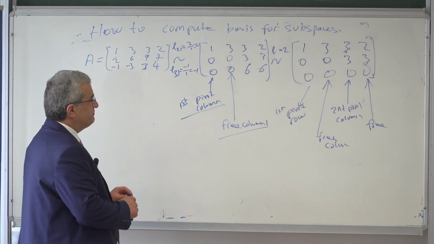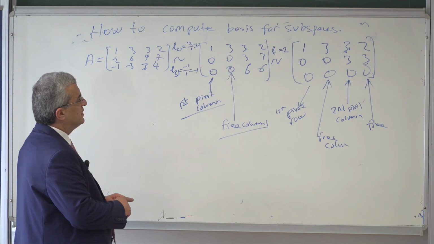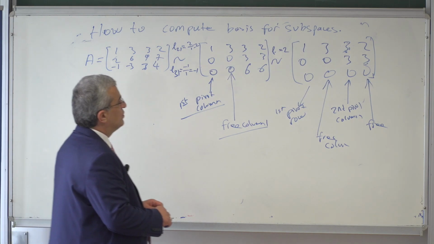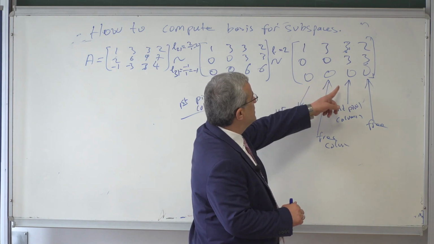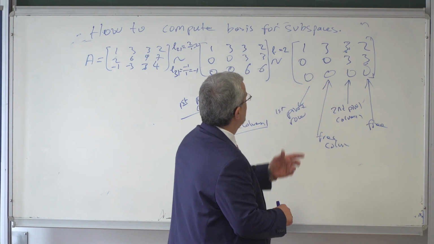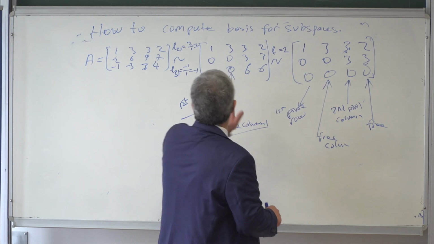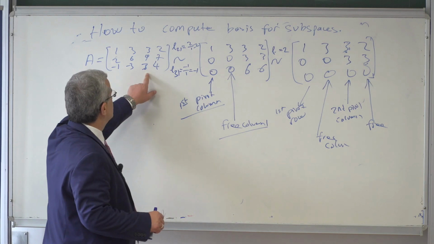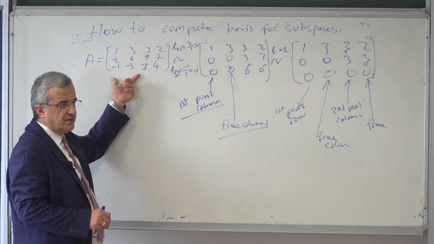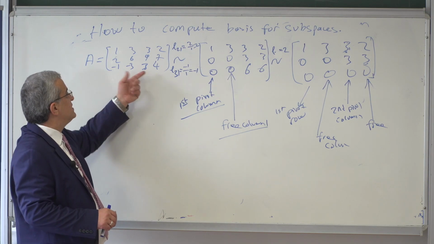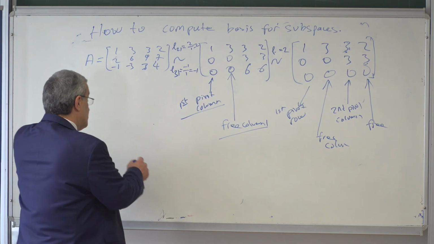So here, what we say is that the first column and third column of this matrix are pivot columns. Therefore, the first column and third column of A also span the column space. Okay? And these are the free columns. Okay?